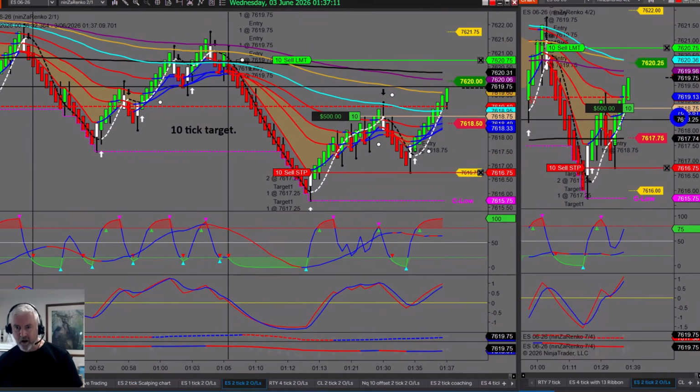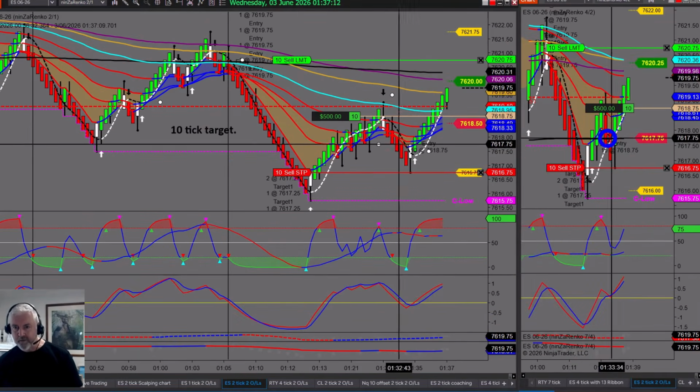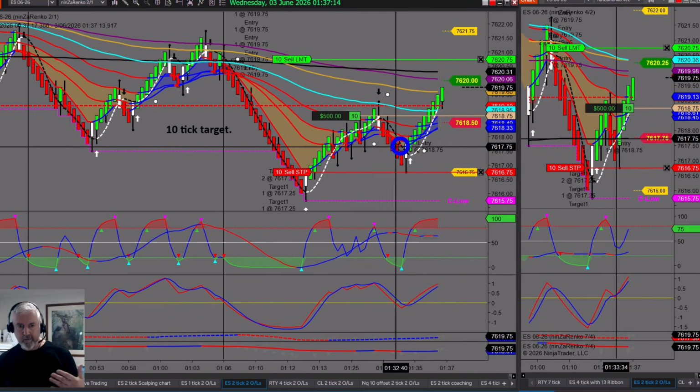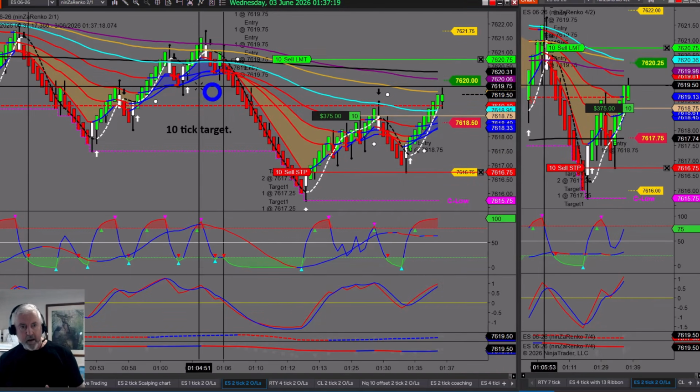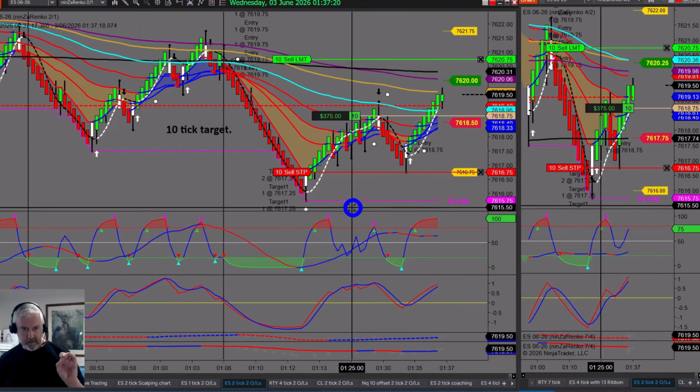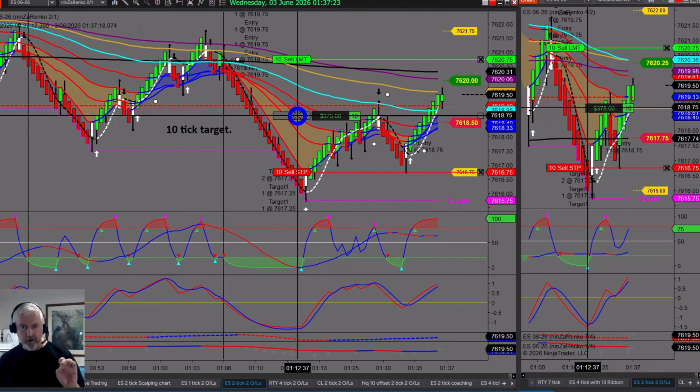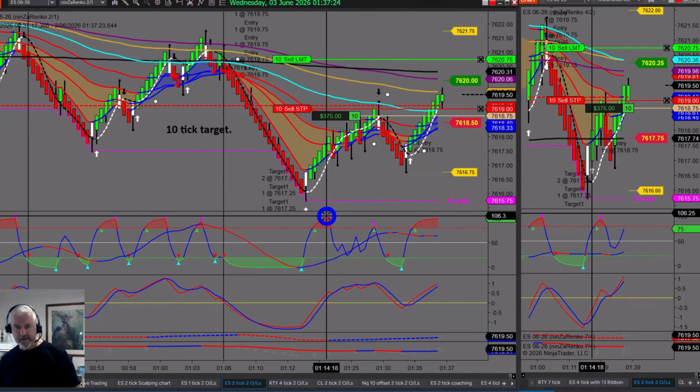If I look at the higher time frame, I'm bouncing off a major EMA. Now, because I've got these EMAs above, and note the trend of these EMAs, I'm now going to go to break even plus 1 tick. Now it's a no lose trade.